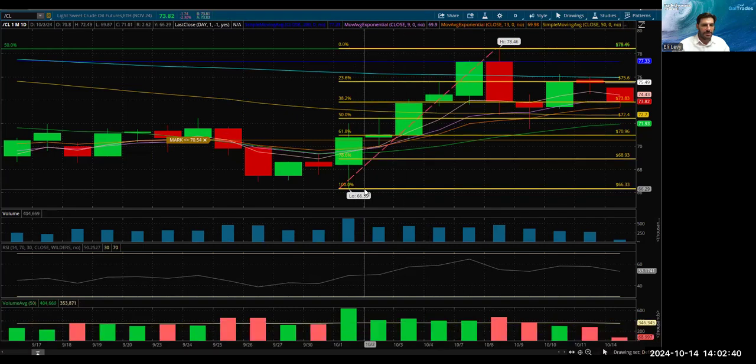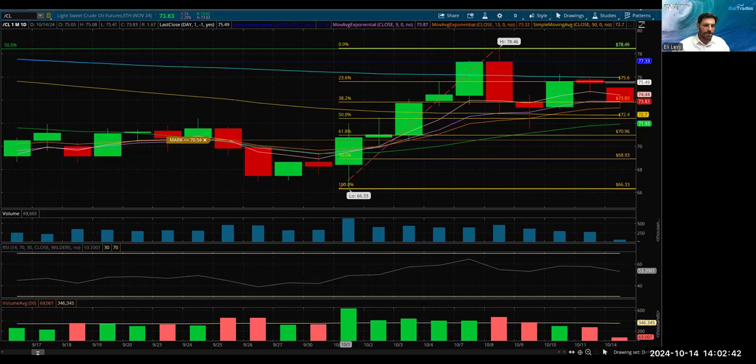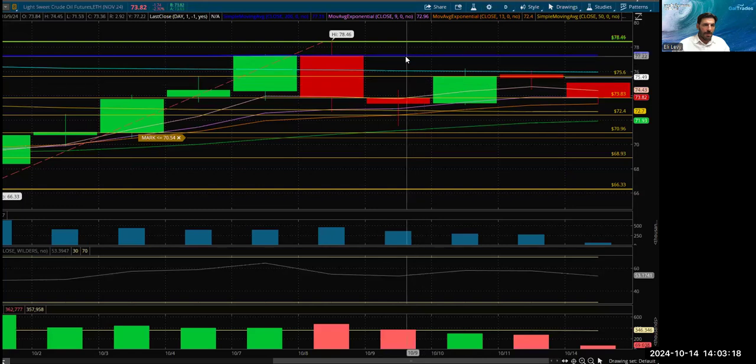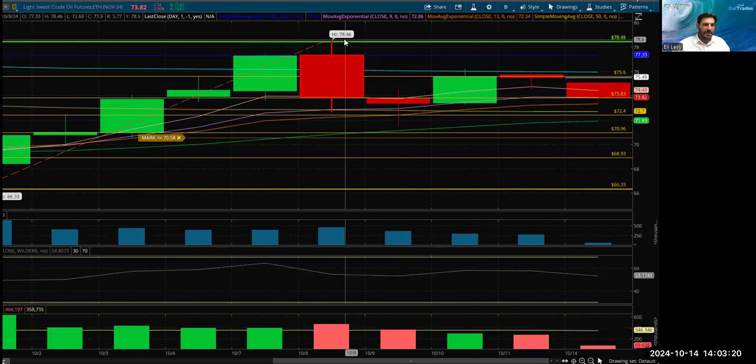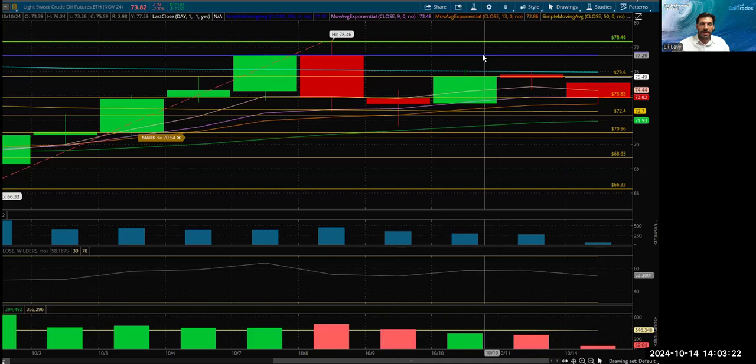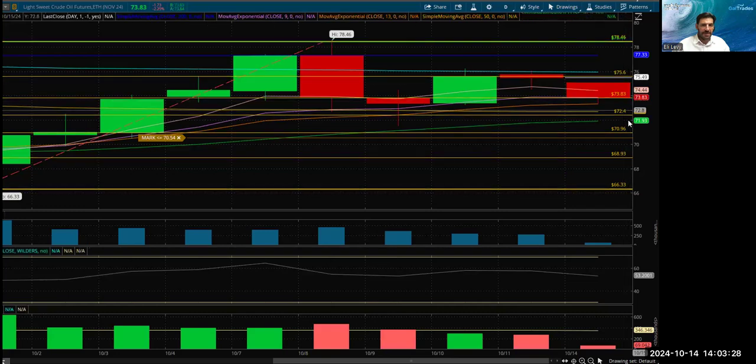The last bottom was 66.33. And the high was 78.46. So I'll find my support or resistance lines, as you can see: 78.45, 75.60, 73.83, 72.40, 70.96, and I'll trade off those support or resistance lines.